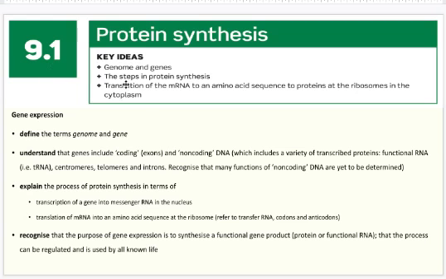So today we're looking at genomes and genes, the steps in protein synthesis, and translation of the mRNA to an amino acid sequence to proteins at the ribosomes in the cytoplasm. This is a really complex process, but once you understand the steps, it will all come together and you will hopefully be understanding at a really high level by the end of it.